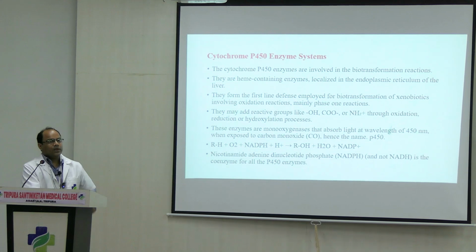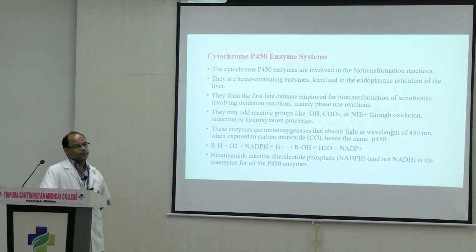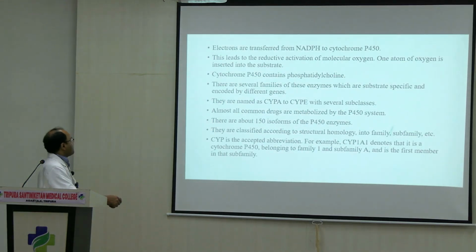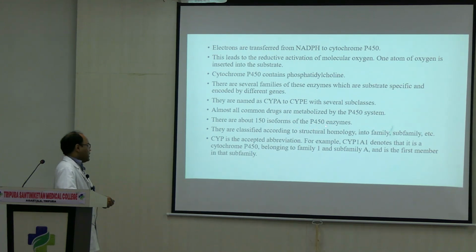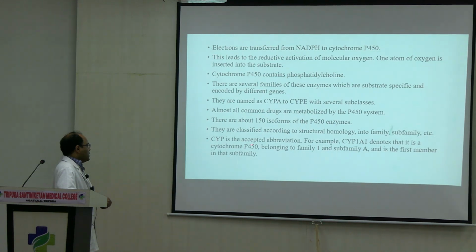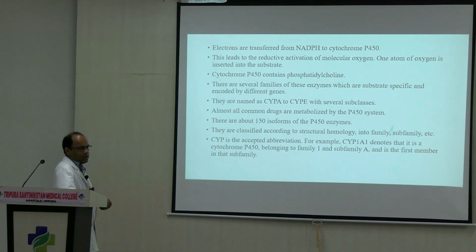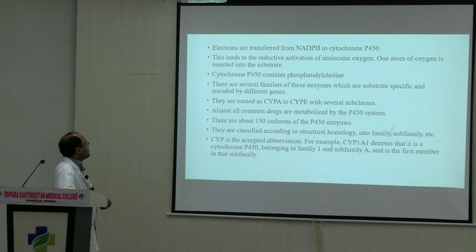They are present in the endoplasmic reticulum, especially of the liver. There are several types of cytochrome oxidase, like CYP-A to E with several subclasses. Almost all common drugs are metabolized by the P450 system. There are about 150 isoforms of these enzymes. They are classified according to structural homology into family, subfamily, etc. CYP is the accepted abbreviation. For example, CYP1A1 denotes a Cytochrome P450 belonging to family 1, subfamily A, and the first member of that subfamily. In this way, scientists give nomenclature.